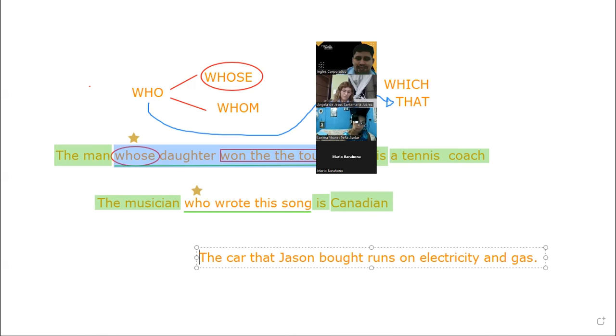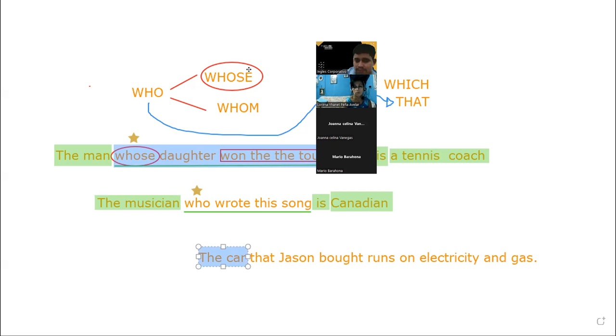Just take a look at this part. I want to identify each element. Can you identify what the subject is there? The car. Perfect. What is the main verb that we are using here? Runs. The car runs is going to be the verb. The main verb in the complement? On electricity and gas. This is going to be the complement. The car runs on electricity and gas. This is the main sentence.